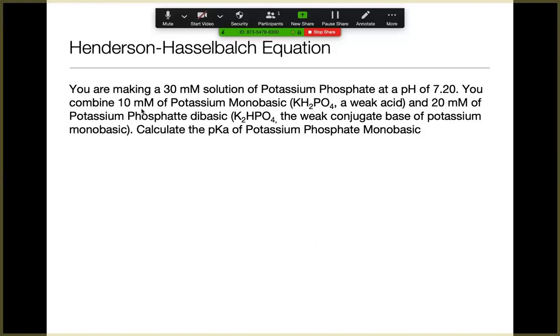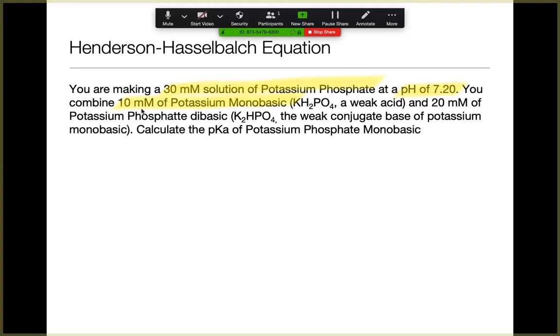It says we're making a 30 millimolar solution of potassium phosphate, specifically at a pH of 7.2, which is roughly around blood pH, I think it's either 7.2 or 7.4, I forget. It says I'm combining 10 millimolar of, and I'm using the term here because this is a very common way the compound is called in biology and biochemistry, potassium phosphate monobasic. It's a weird phrasing, but monobasic, it only has one.